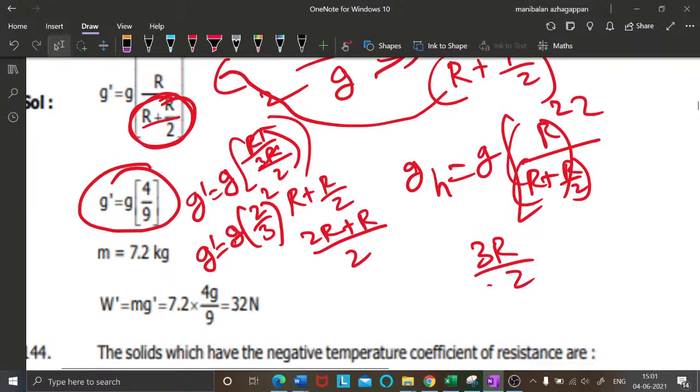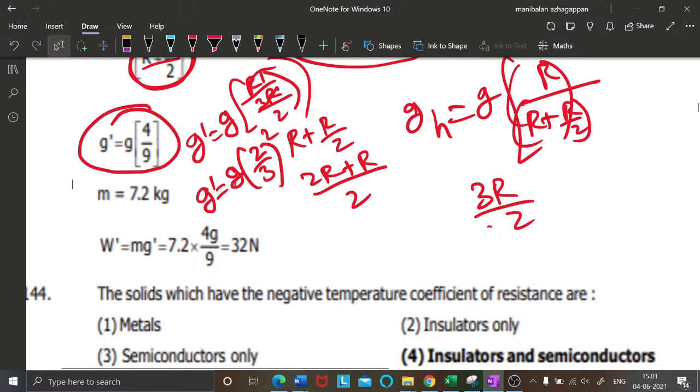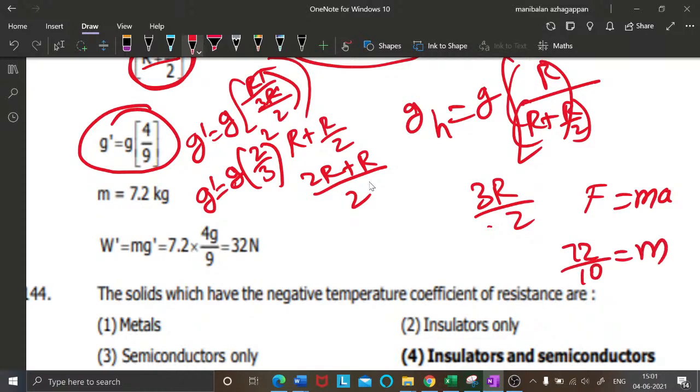Then we know weight on the Earth's surface, mg, is equal to 72 Newton, which is given in the question. If you want to find m, F is equal to ma. So 72 Newton divided by 10 is equal to the mass of the object. So 7.2 kg is the object's mass. How did I find it is 7.2 kg? Because we divided by 10. Why should we divide by 10? Because of the gravity, we have to divide it by 10.